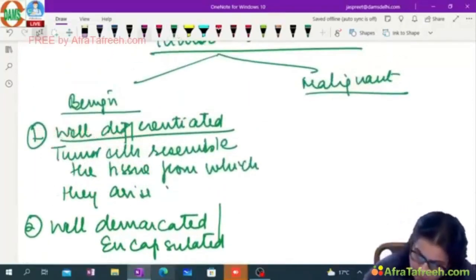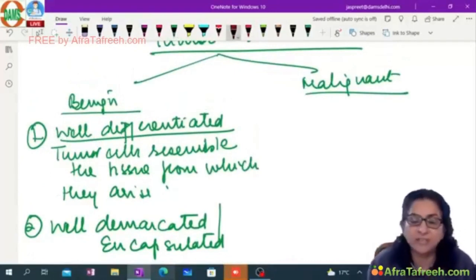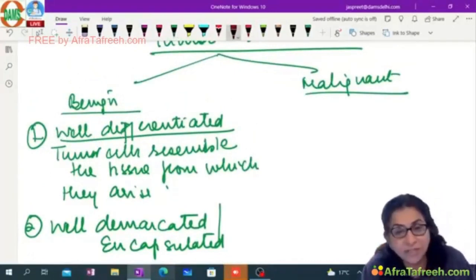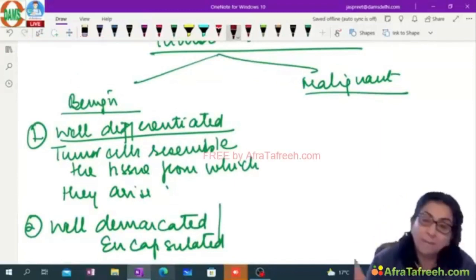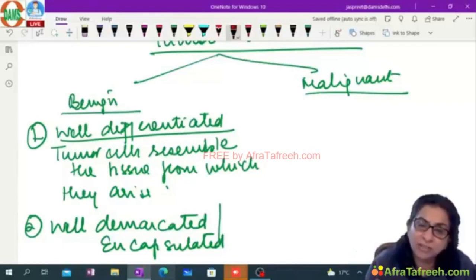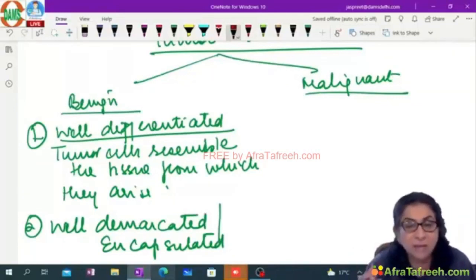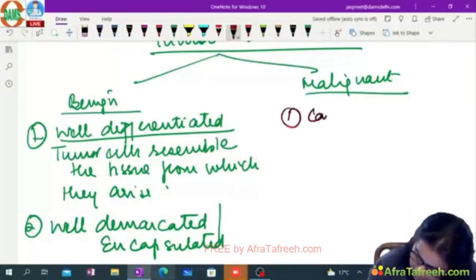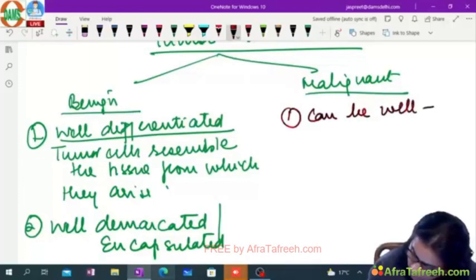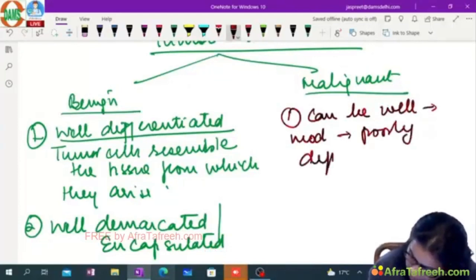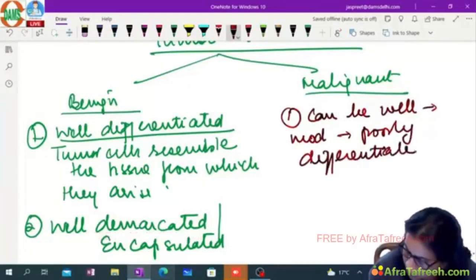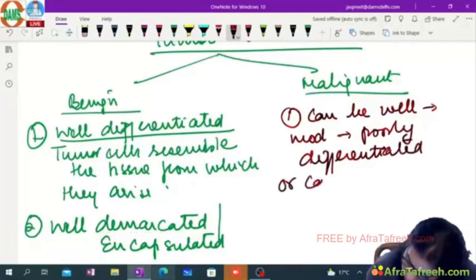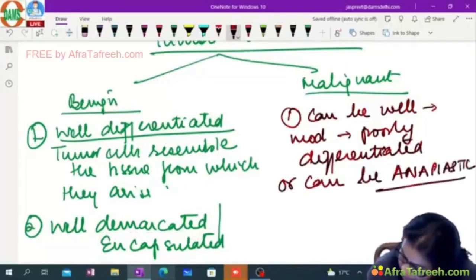Second, let us come to malignant tumors. Malignant tumors, on the other hand, differentiation: even malignant tumors can be well differentiated, but they can be moderately differentiated, they may resemble slightly. They can be poorly differentiated, or they can be anaplastic.